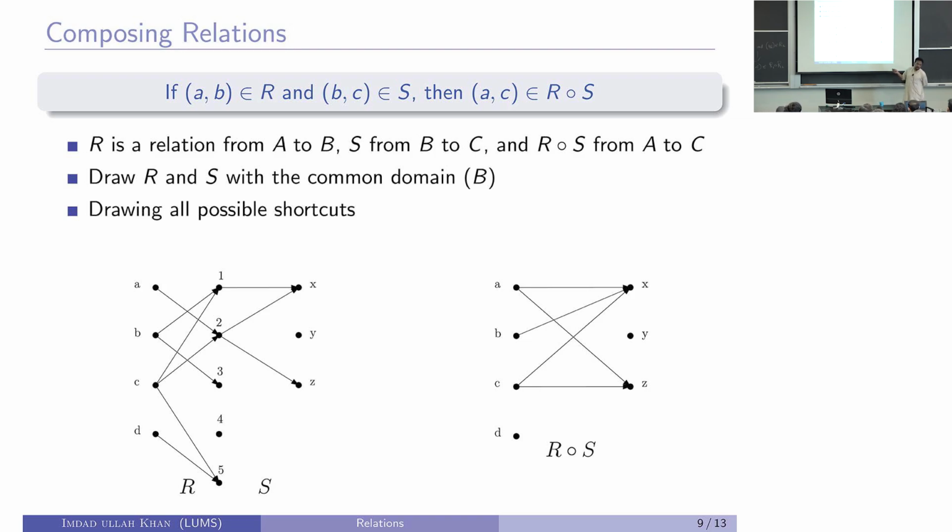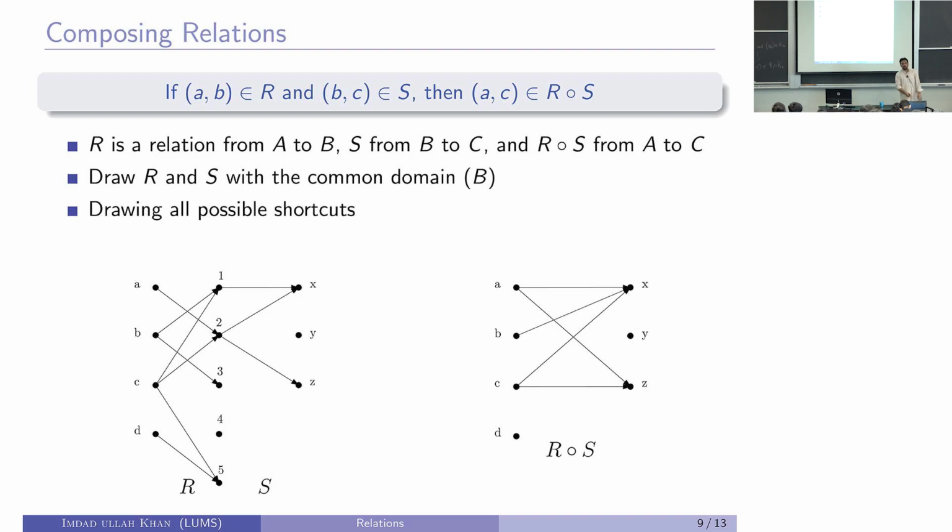C is related to 1. You can go from C to X, right? In this graph, you can go from C to X, right? From C to 1 and 1 to X. So you put a line from C to X, you directly relate C to X. And similarly, C is related to 2 and 2 is related to X. So you put CX. Now it's a set.